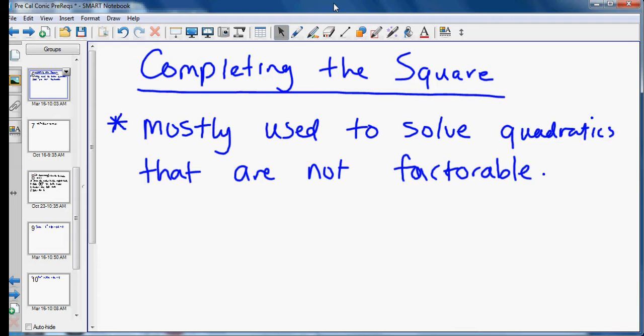Completing the square is most often used to solve quadratics that are not factorable, and it's a way we can solve them without using a calculator. And there are other things it can be used for. There are times, like with conics, that it's helpful in rewriting things to put them in a new form for us. But where it's most often used, at least in high school math, is to solve quadratics that are not factorable.